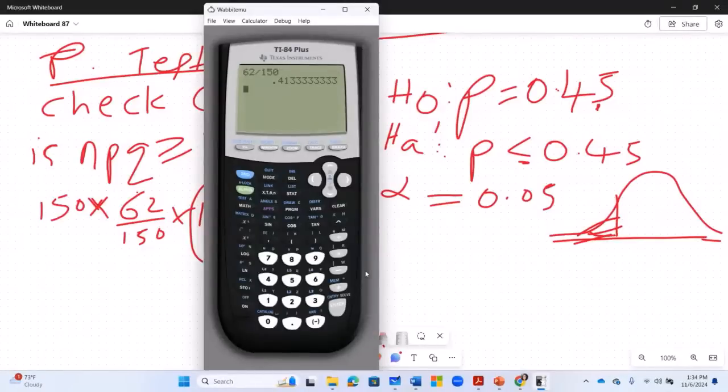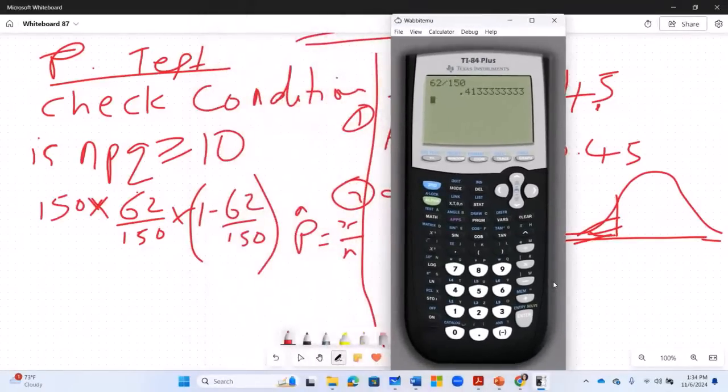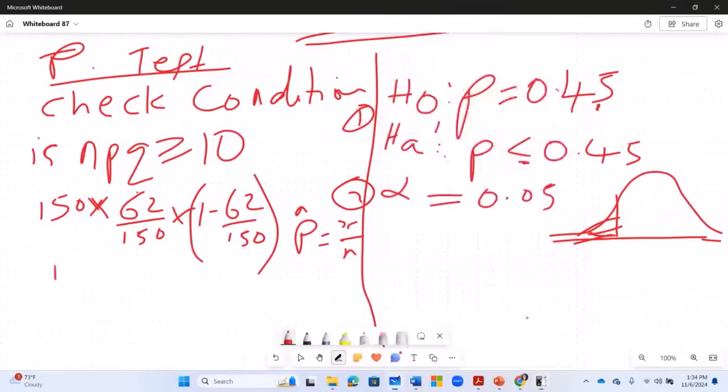And the value of P hat this time is approximately 0.413. So if the value is 0.413, I will store it in X. And then I say 1 minus whatever I stored in X. So I'm going to subtract that thing I stored in X from 1, and it is 0.59. Okay, so I will check the condition.